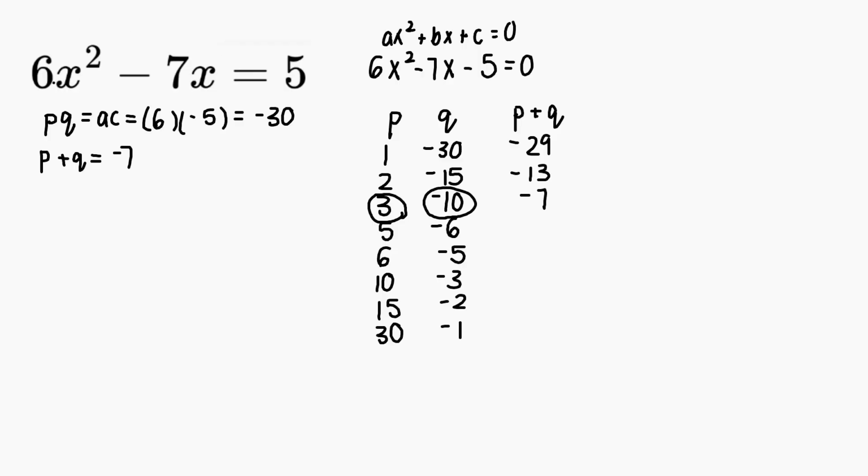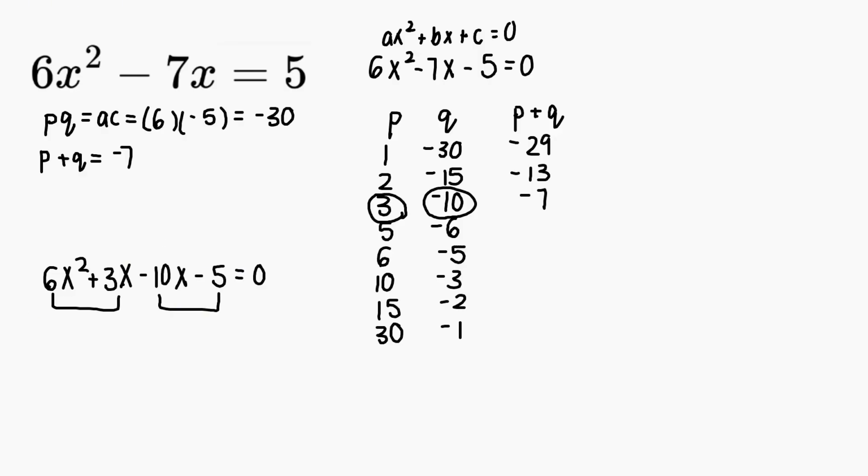Now we're going to write this in a different form. We're going to write negative 7x as 3x minus 10x. And then we're going to factor by grouping. So this gives us 6x squared plus 3x minus 10x minus 5 equals 0. So let's group these two and these two together.